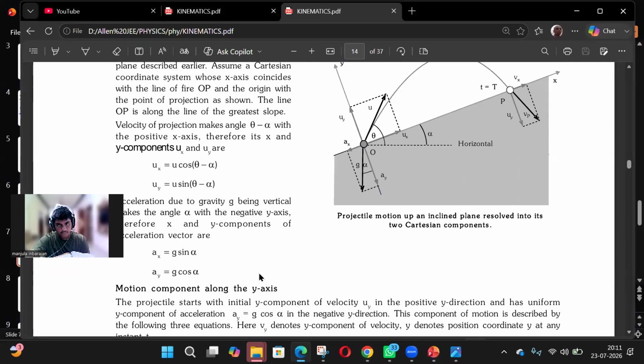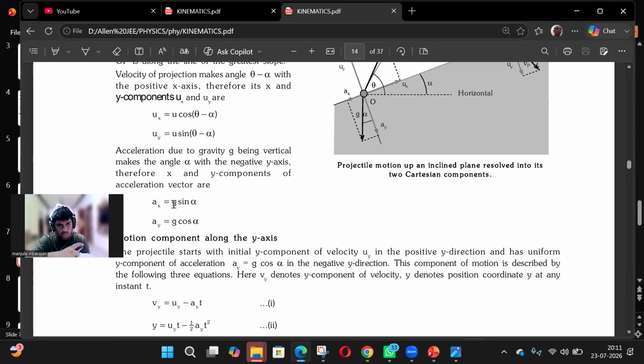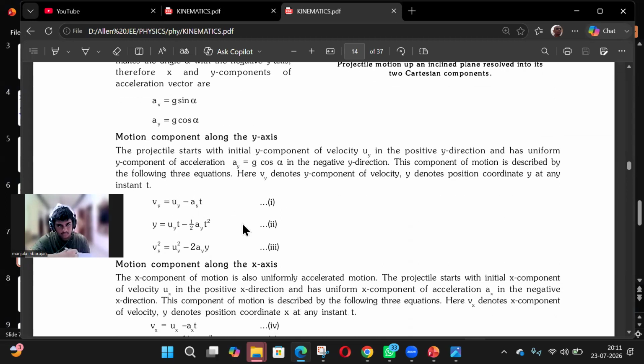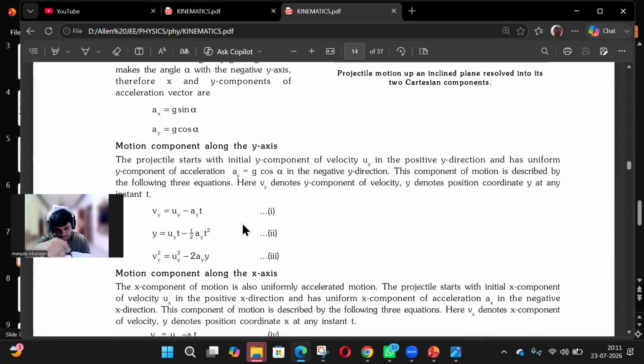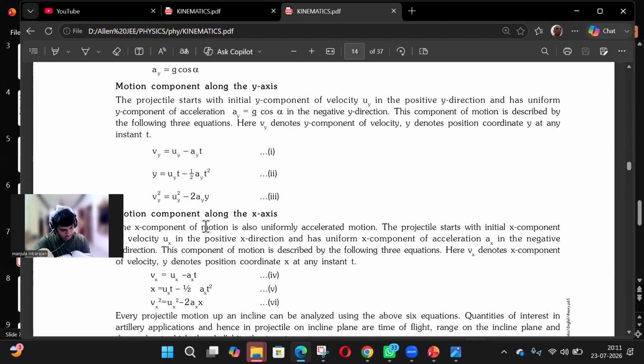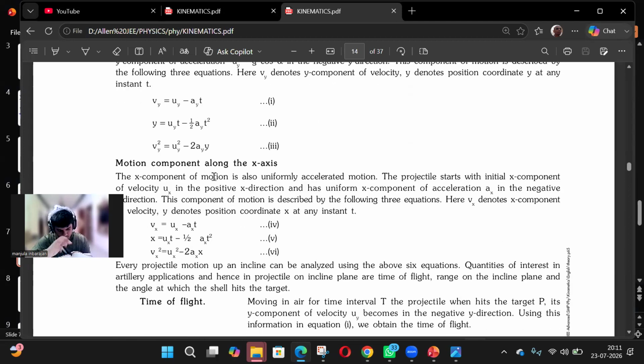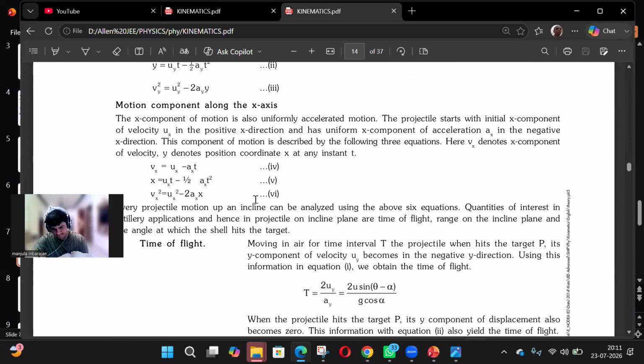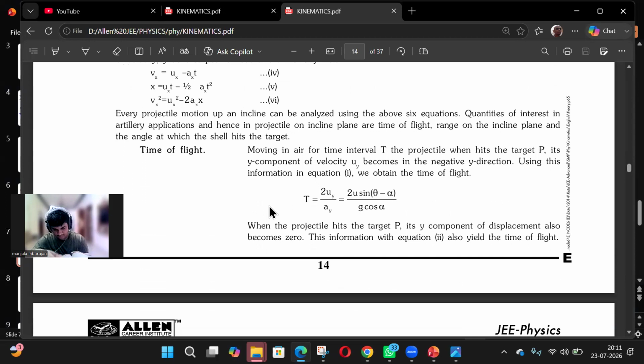And acceleration, here I just put a minus sign here, so that here will be a plus sign. So acceleration has two components, g sin alpha and g cos alpha. So write the three equations of motion separately for y and x. And time of flight.